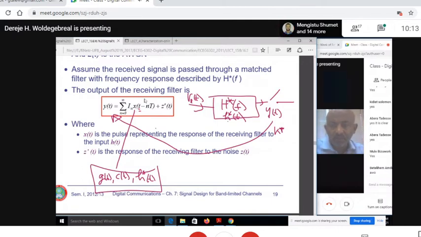Okay, so the output y of t is the summation over n of I of n x of t minus n T. So what's important to note is that this x of t takes the combined effect of the pulse shaping filter on the transmitter, the channel impulse response, and the matched filter on the receiver side.